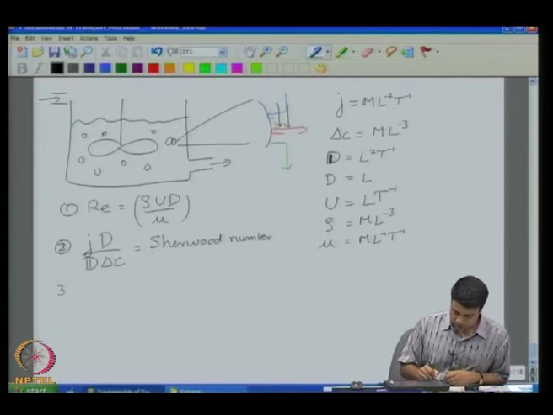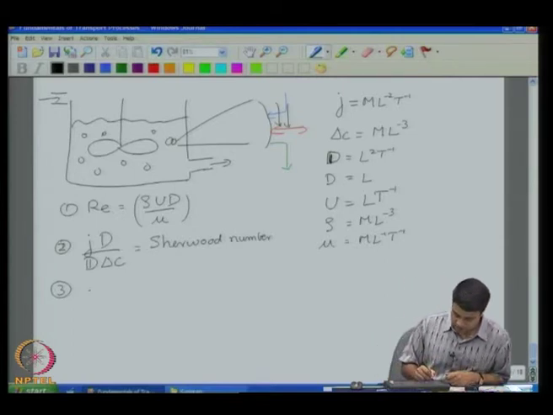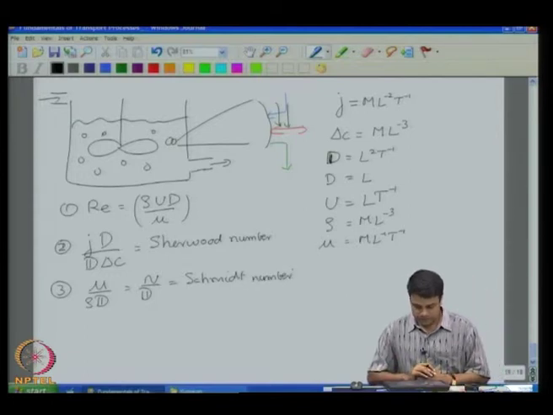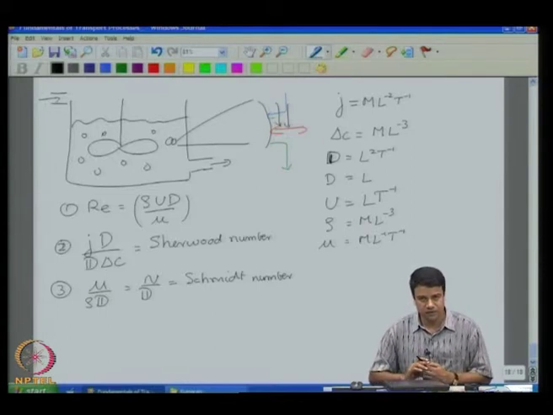And the third one involves the diffusion coefficient and some combination of the density and the viscosity. And you can easily see that this combination is mu by rho times the diffusion coefficient, which is equal to the kinematic viscosity divided by d, which is the Schmidt number. So, these are the different dimensionless groups. And once I know these three dimensionless groups, then I can find out the average flux to the surface, and from that I can calculate all of the quantities that are desired.